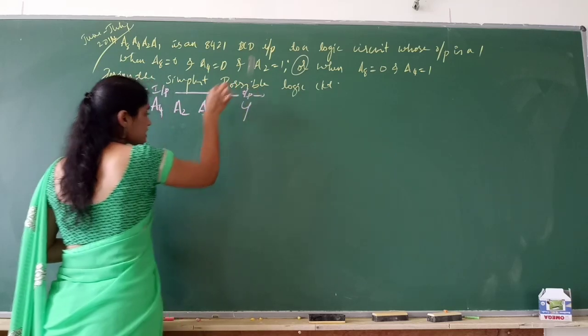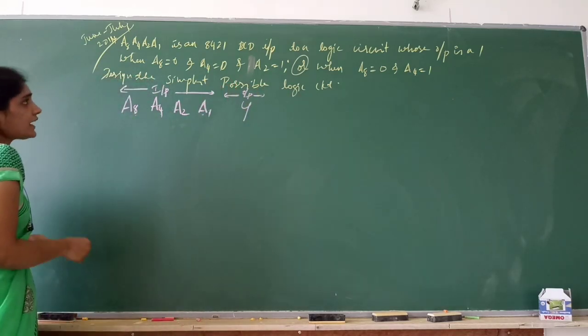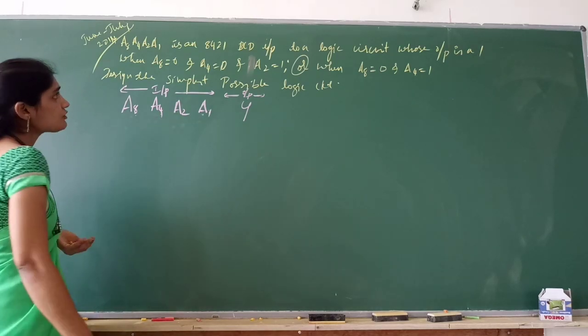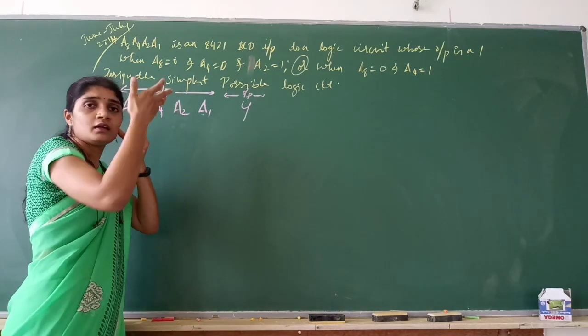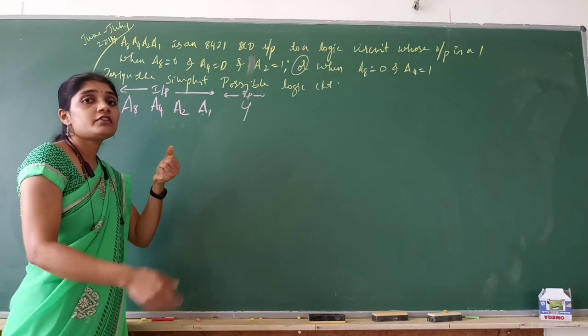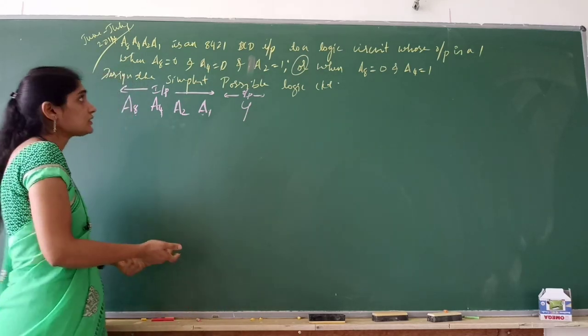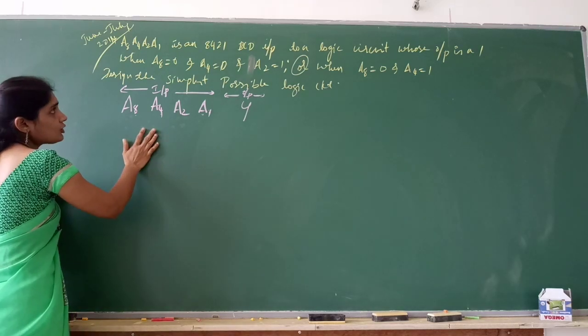Output is only 1, let us take it as Y. They are telling A8, A4, A2, A1 is an 8421 BCD input. The BCD inputs, whatever we have been writing till here, it's an 8421 code, right? You know that. So this is an 8421 BCD input.